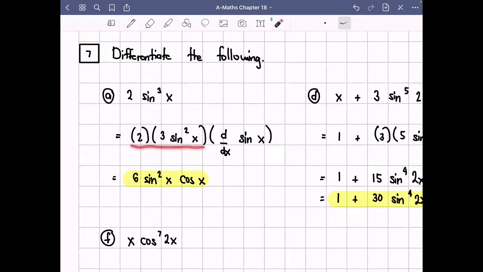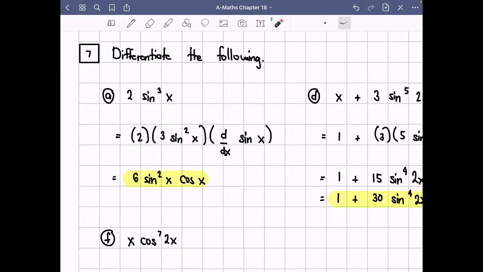And then we need to get the derivative of this, of the identity, right? Again, take note without the index, so with no index anymore. So just plainly sine of x. So therefore, the final answer is 6 sine squared x cosine of x. Do you have any questions from letter A? No questions from letter A?